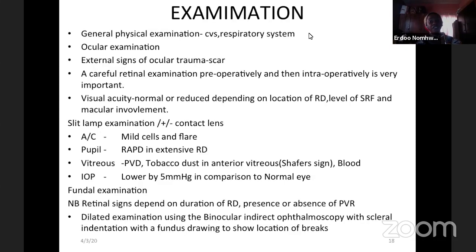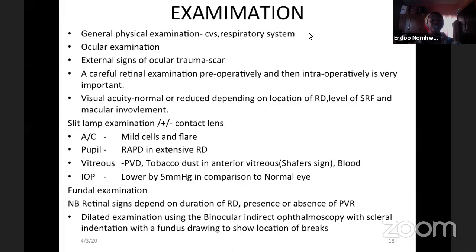So a quick look at the examination. I'd like to do a general physical examination because most of these patients may end up in the theater. So it's good to do a general physical examination, paying attention to the cardiovascular system, if hypertensive, or from toxemia of pregnancy, and the respiratory system, just to be sure there is no risk if the patient is going to end up having a general anesthesia.